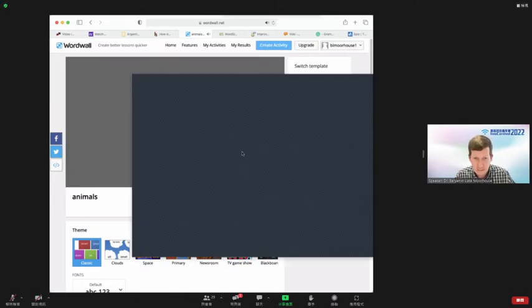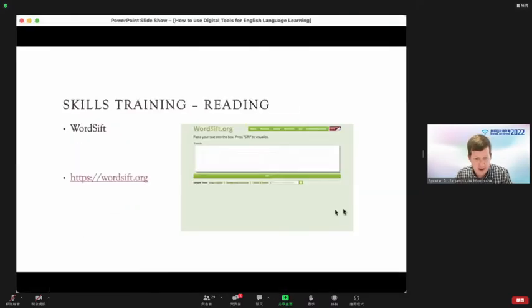Another one that I want to share with you that's quite useful is called WordSift. So WordSift is a tool for analyzing text. Okay, so I'm just going to quickly show you this one. Okay, so let me just share with you.